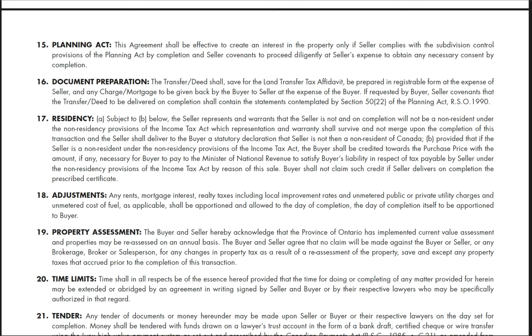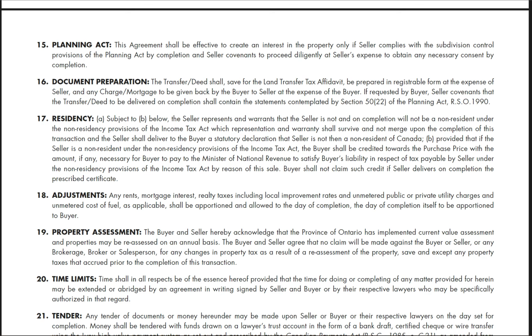So if the seller is a non-resident, the tax law requires that the buyer withhold a portion of the purchase price to cover potential capital gains taxes. If the seller provides a tax clearance certificate from the CRA, then the buyer does not need to withhold funds.